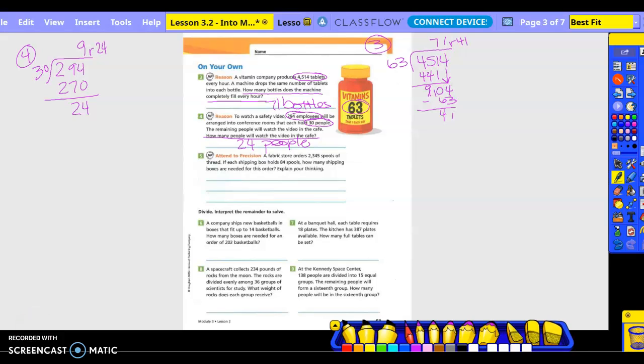Number 5, attention to precision. A fabric store orders 2,345 spools of thread. If each shipping box holds 84 spools, how many shipping boxes are needed for this order? Okay, so our total is 2,345, 84 spools. So number 5. Okay, what am I going to do for number 5? What's my divisor? Dividend. 2,345. Divided by 84.